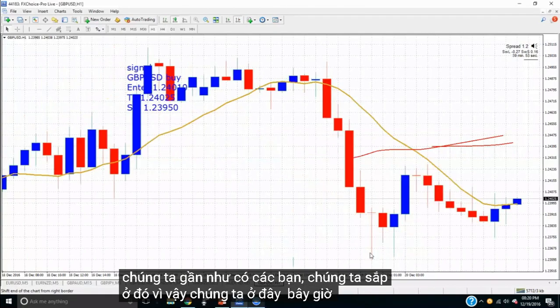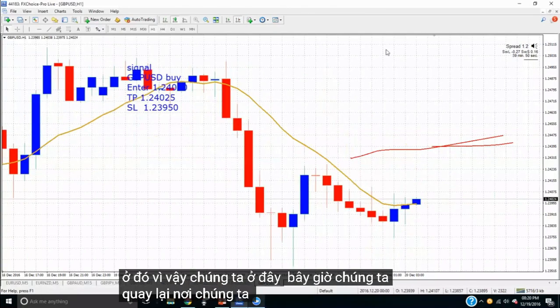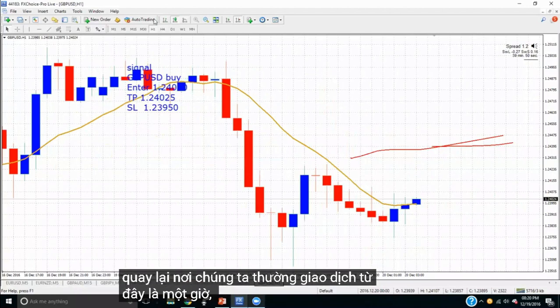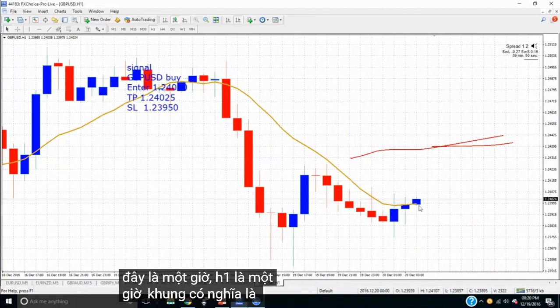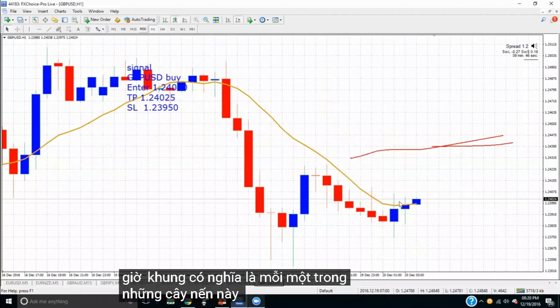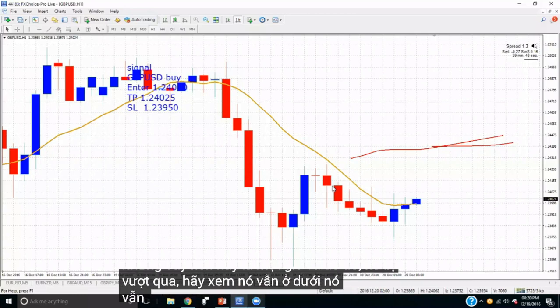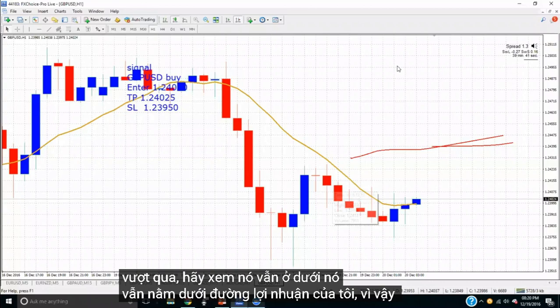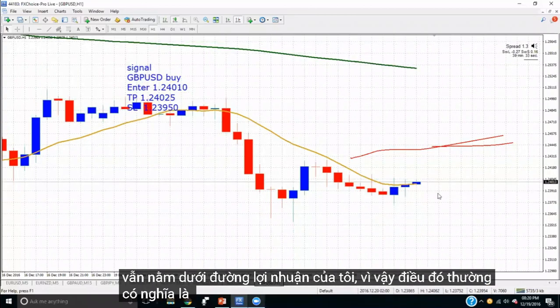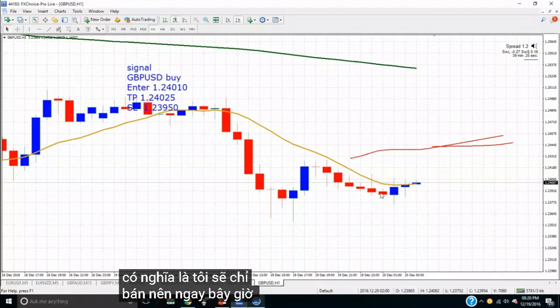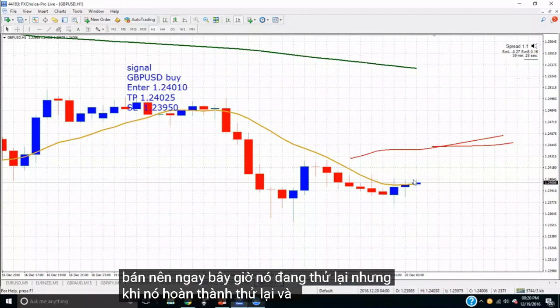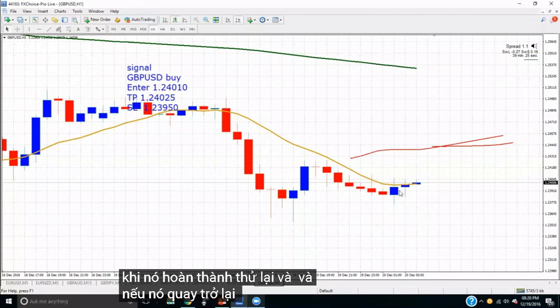So here we are. We're back to where we normally trade from. This is the 1 hour. The H1 is the 1 hour time frame. That means each one of these candles is 1 hour. And so it has crossed. Let's see, it's still below my profit line. So typically what that means is that I would only sell. Right now it's retracing, but when it gets finished retracing and if it goes back down, then I would go ahead and go into a sell.